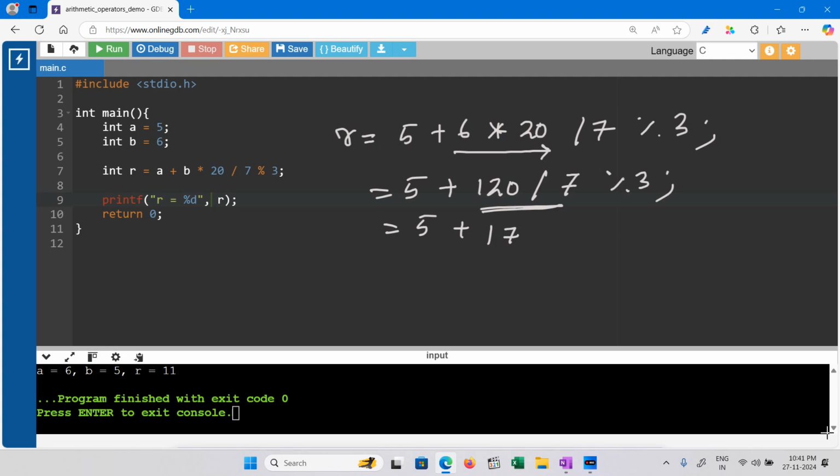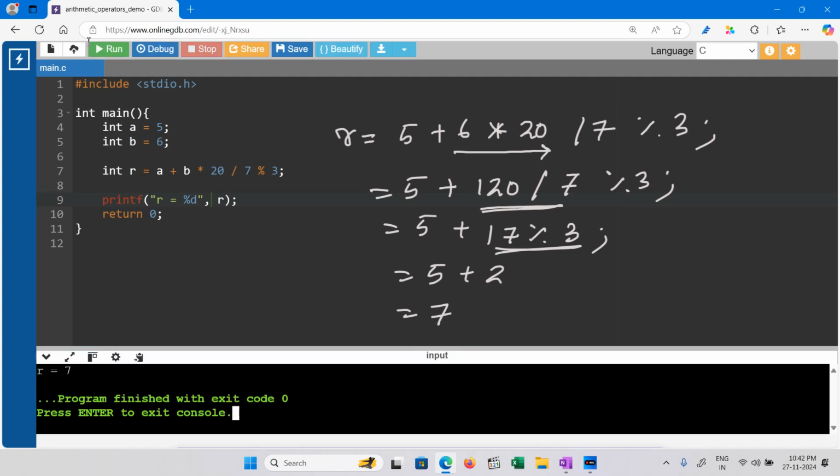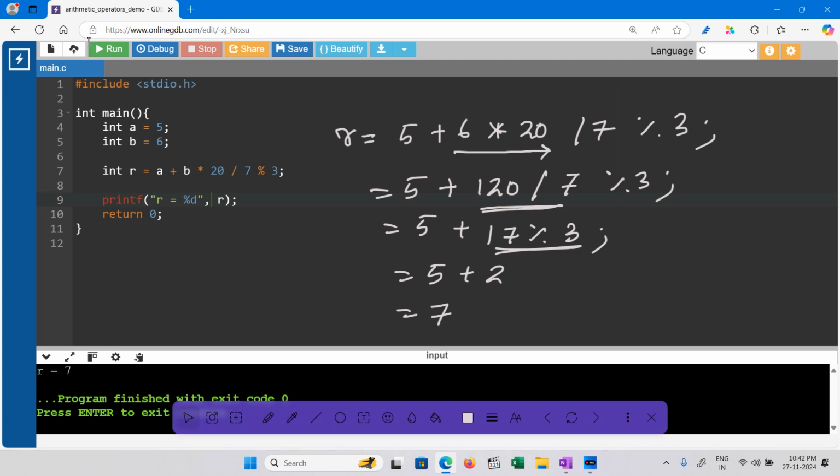And now last is modulus. If we solve, this part needs to be solved first, so the remainder will be 2 and the answer will be 7. So let's execute the code and see the result. The answer is 7. Got it? Now I hope this idea is clear, but our topic is not over yet.